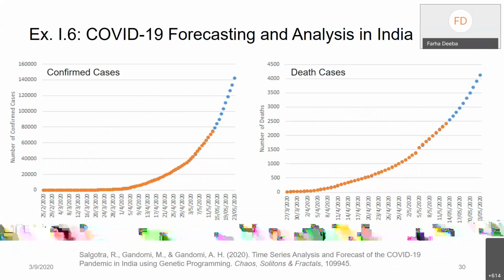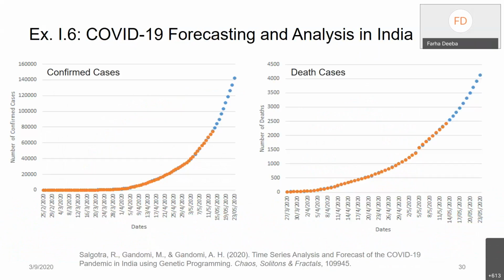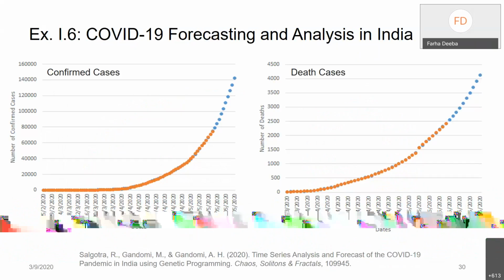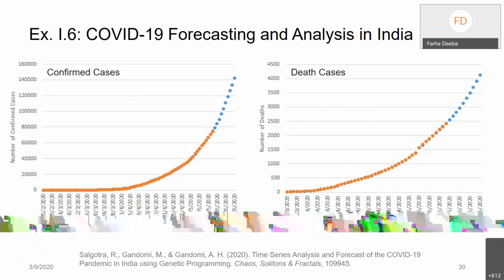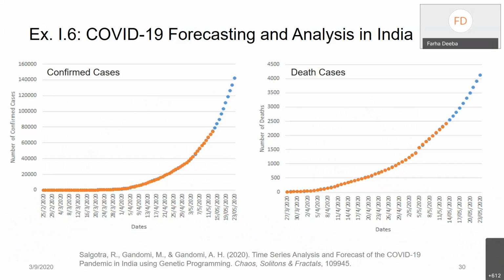Or, for example, last year around this time, we tried to predict COVID for India. This paper was actually published about a year ago. We tried to say what's going to happen in India in the future, so we developed a time series forecasting model for India, and you can see the results. GP seems to perform very well at that time.